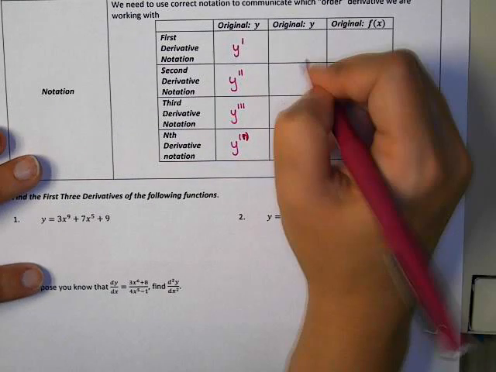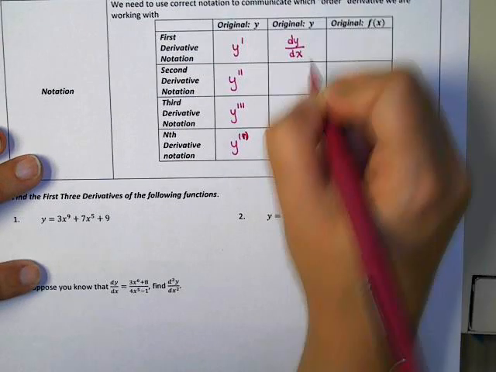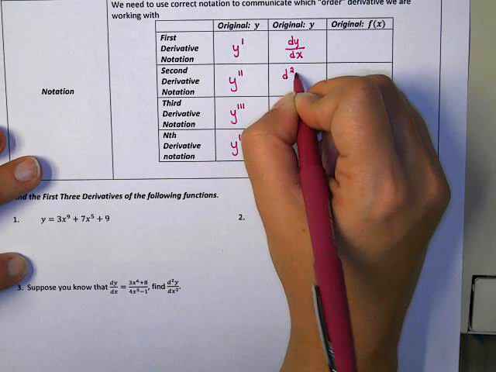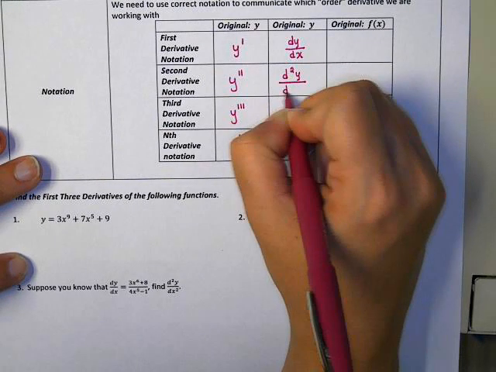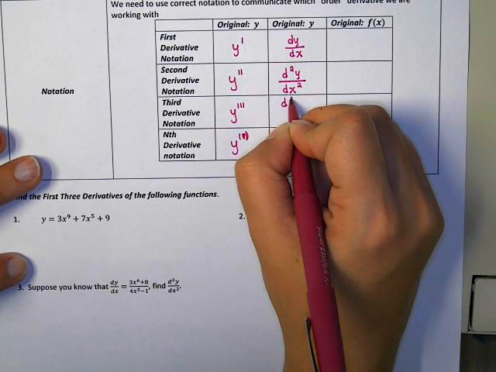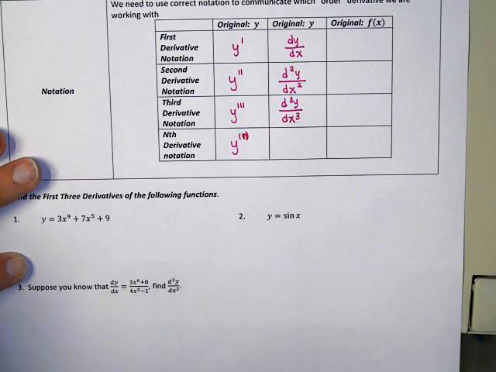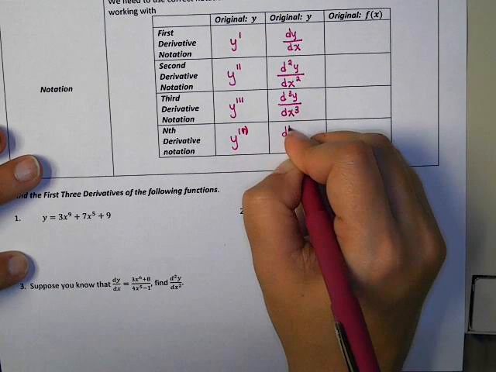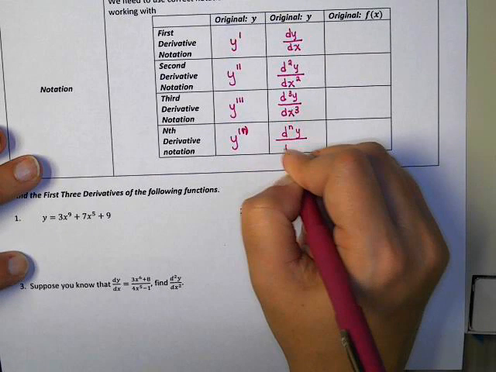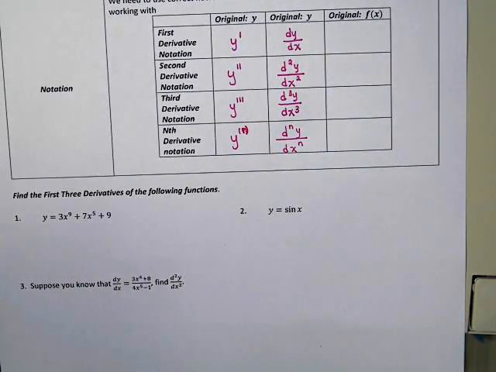Now, if the original started with y, another way you could indicate you took the derivative is to write dy over dx. If you do that, then the second derivative would be d squared y over dx squared. The third derivative would be d cubed y over dx cubed. And any derivative beyond that, you would just put the little derivative order like n in between the d and the y, and then after the x to show which level order of derivative you're taking.